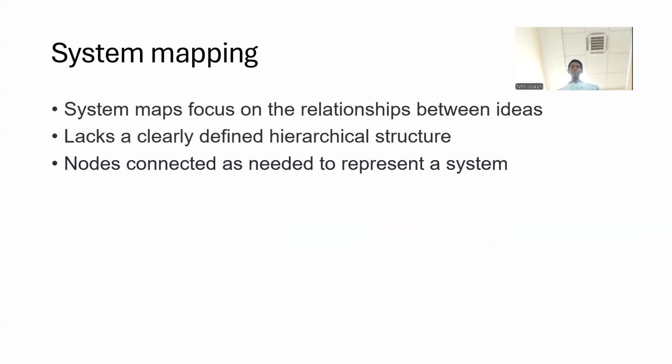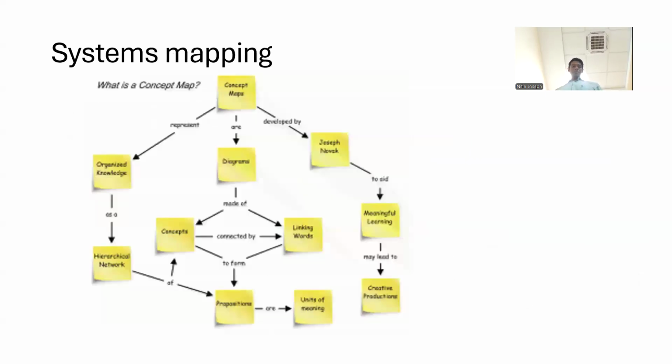And the final type of concept map is system mapping, which doesn't have a proper shape. Here, the focus is on the relationship between ideas and therefore it doesn't have a clearly defined structure. For example, a background of concept maps has been explained using a system mapping in this example.